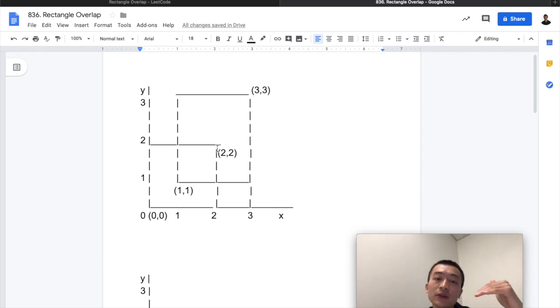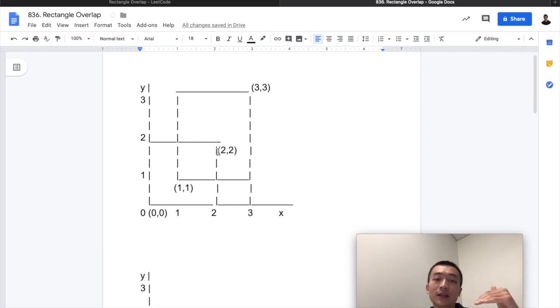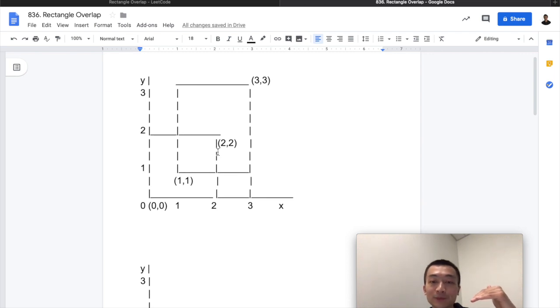If the two rectangles overlap each other on the x-axis and on the y-axis, then we can know that these two rectangles do overlap each other. I hope this is all clear.